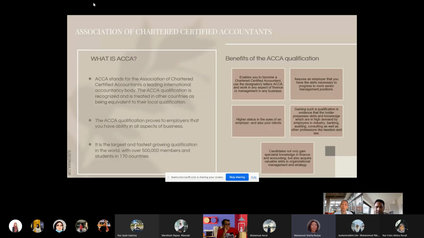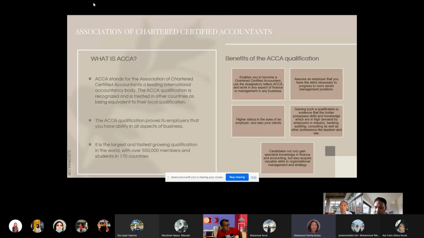There are 5 benefits of the ACCA qualification. First, it enables you to become a chartered certified accountant, use the designatory letters ACCA, and work in any aspect of finance or management in any business. Second, it assures an employer that you have the skills necessary to progress to a more senior management position. And third, higher status in the eyes of employers and also your clients.